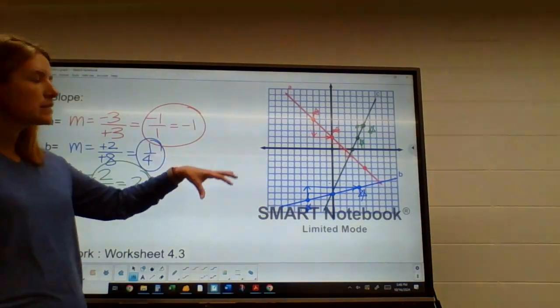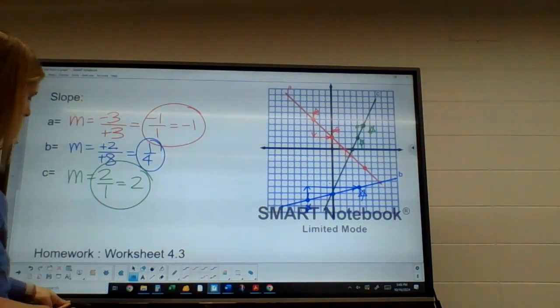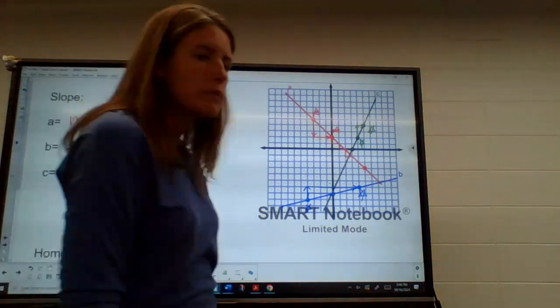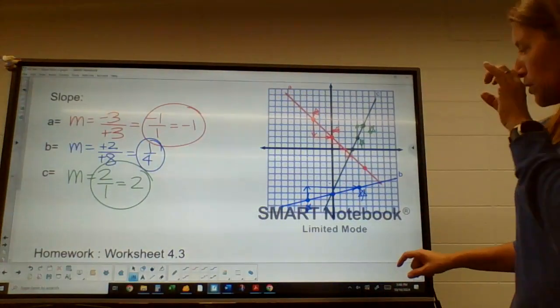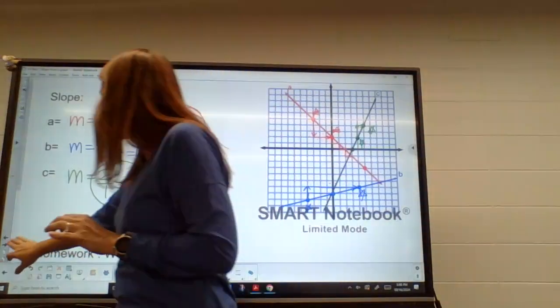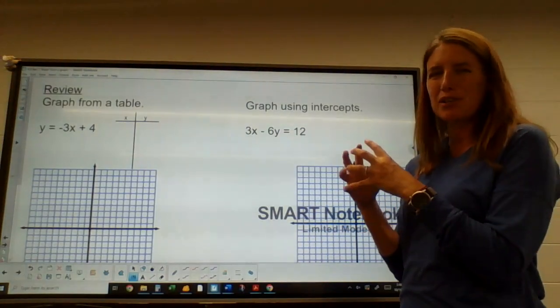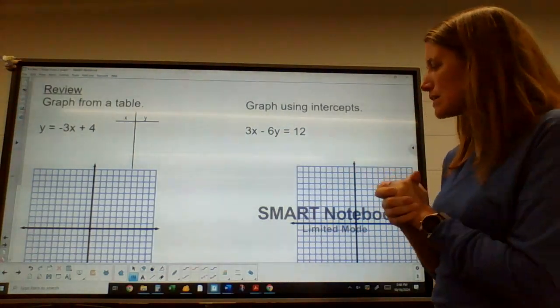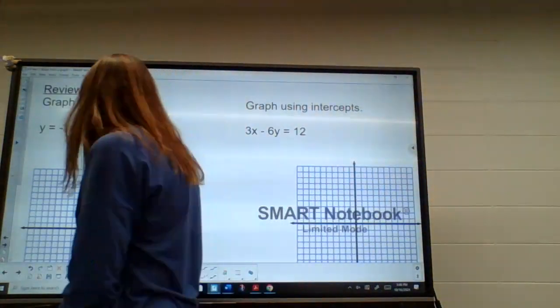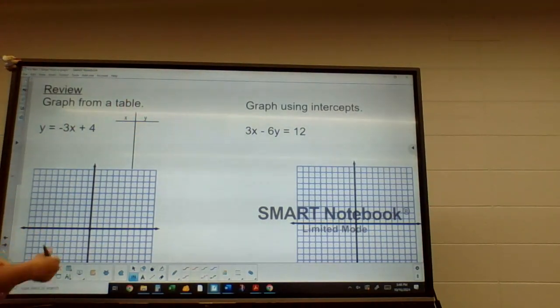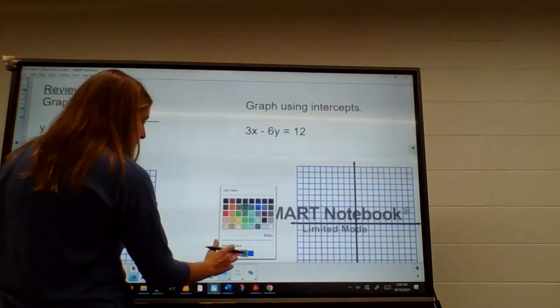So we found our 3 slopes from this graph. Typically they'll be drawn all separately, but I just wanted to fit them all on one. So now we're going to go to some review problems. Just to remind you guys of the other things we've learned. I realized when I printed these they're kind of small, so I apologize. So we're going to review graphing from a table and intercepts. Those are the 2 things we've learned in this chapter.